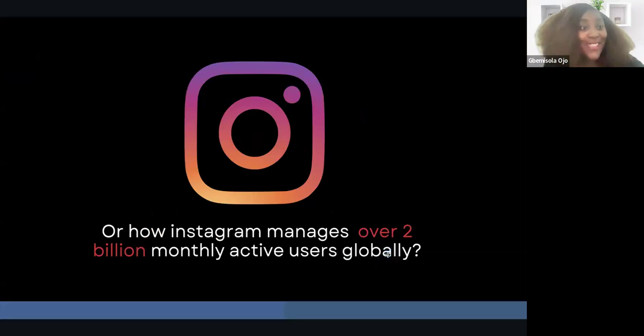So if you've ever thought about Instagram as well, the same thing. Over 2 billion monthly active users globally. That's about 1/3 of the world's population. This continues to increase. The last time I checked, I saw over 1 billion. I checked it today, and Instagram actually now has over 2 billion active users globally. About 1/3 of the world's population is using Instagram.